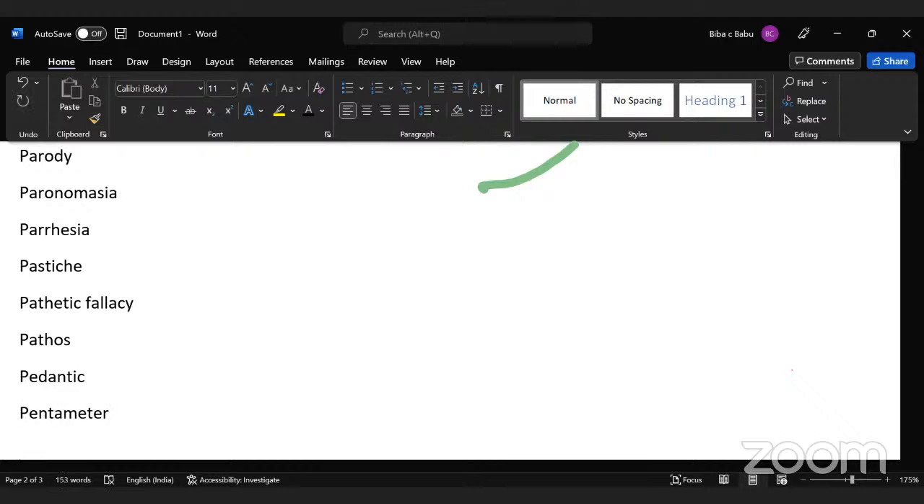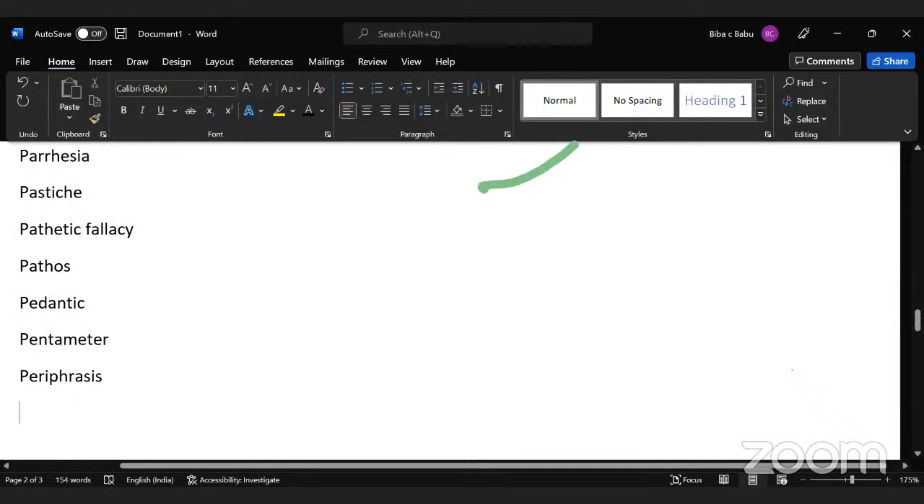Next is pentameter. Penta means 5. It is a line with 5 metrical feet. That is pentameter. Next is periphrasis. Periphrasis is a roundabout way of saying something. Rather than saying it directly, you use long sentences and excessive words.